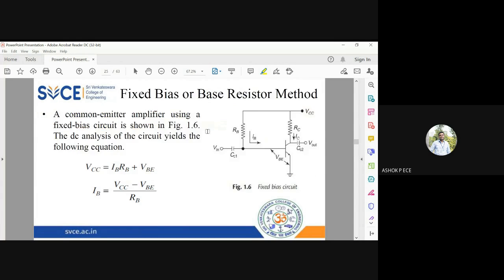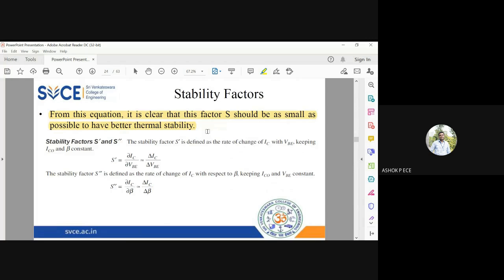So stability factor, the general question you may get: what is the value of stability factor? It should be very, very small. Ideally, it should be 0, which means the variation should not be there for any change in temperature. But practically, you cannot say that because temperature effects cannot be ignored. So some variation will be there, but that variation should be as small as possible.